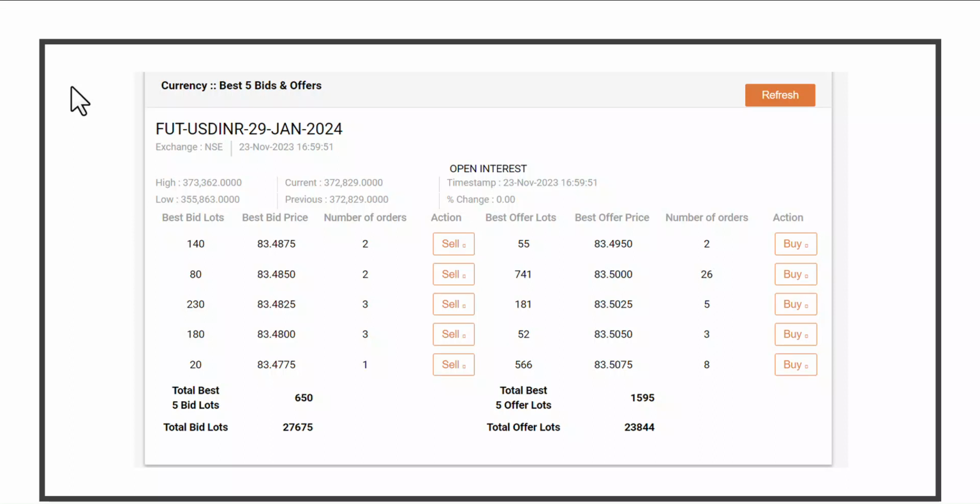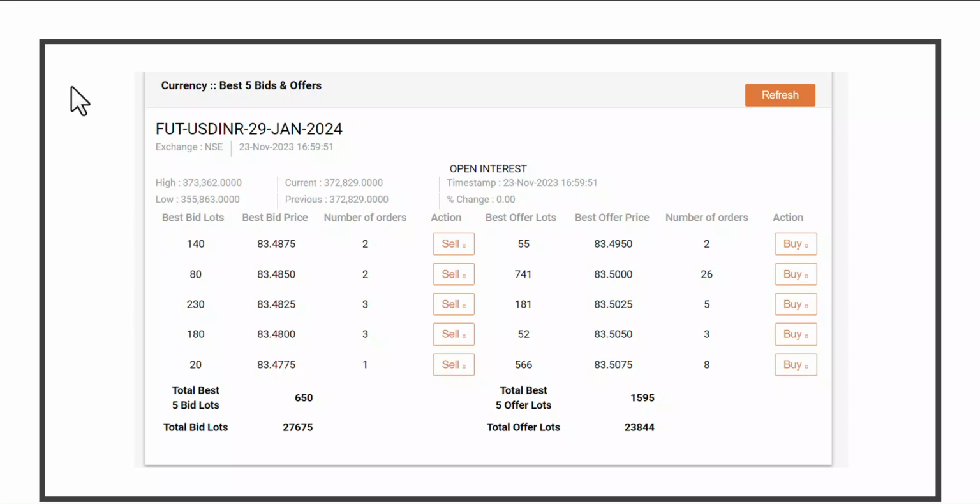83.4875. So somebody has placed a buy order at 83.4875, and there is another person who has placed a buy order at 83.4850. Now it will be stacked in this order. The person who has placed at the highest price will be sitting at the top. So these are unexecuted orders. People have punched them, and their transactions have not been matched so far.